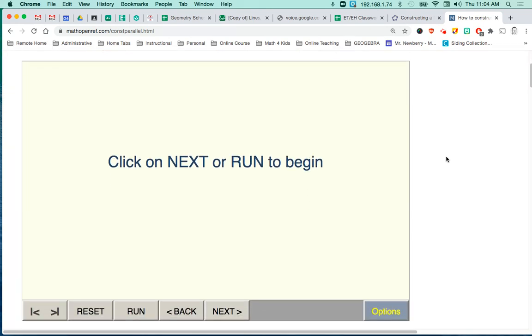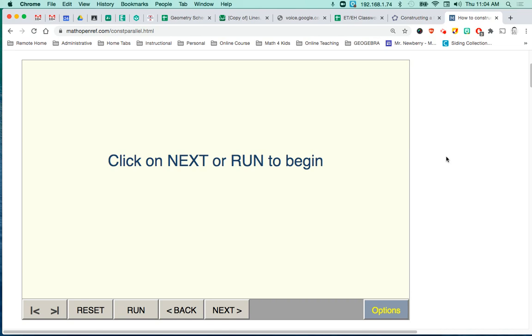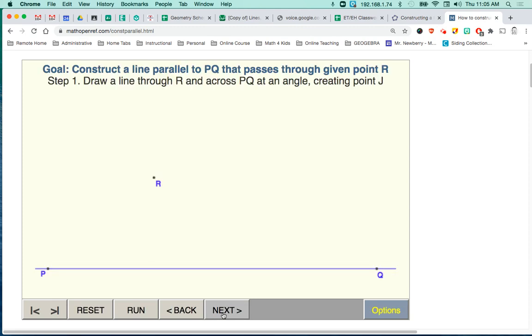What I like about this angle copy method is this is very closely related to what we're doing in this unit. Not only does it involve parallel lines, but it's using one of our properties to go through it and find that parallel line. Everything is going to start off very similar to this. You've got point R on the outside and line PQ.